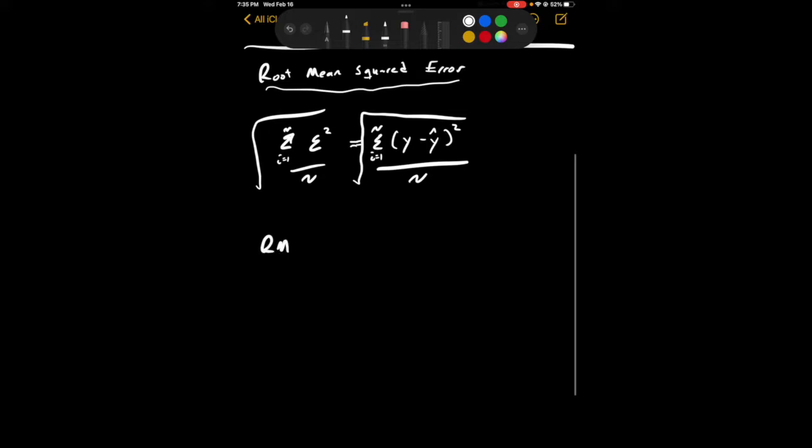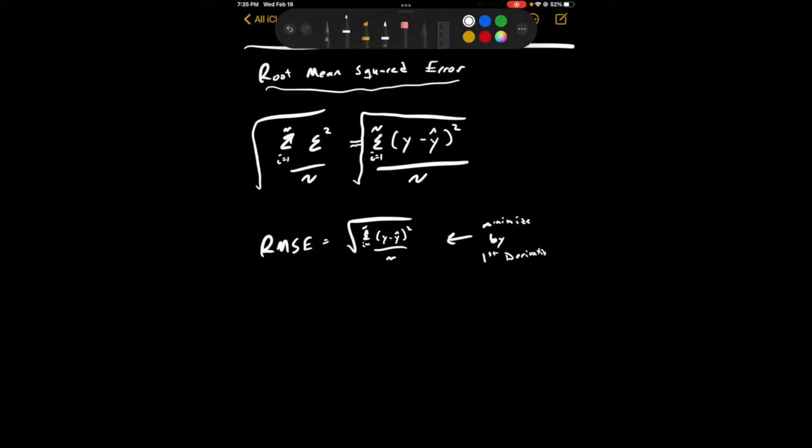So our RMSE, root mean squared error, is going to be the square root of the mean, i equals 1 to n, of the errors squared. And what's great about this one, the reason why it is so popular and it's used all the time is we can actually solve this using the first derivative. We can actually minimize this by first derivative, just like you might have done in Calculus 1. And we're actually going to do that in the very next section.